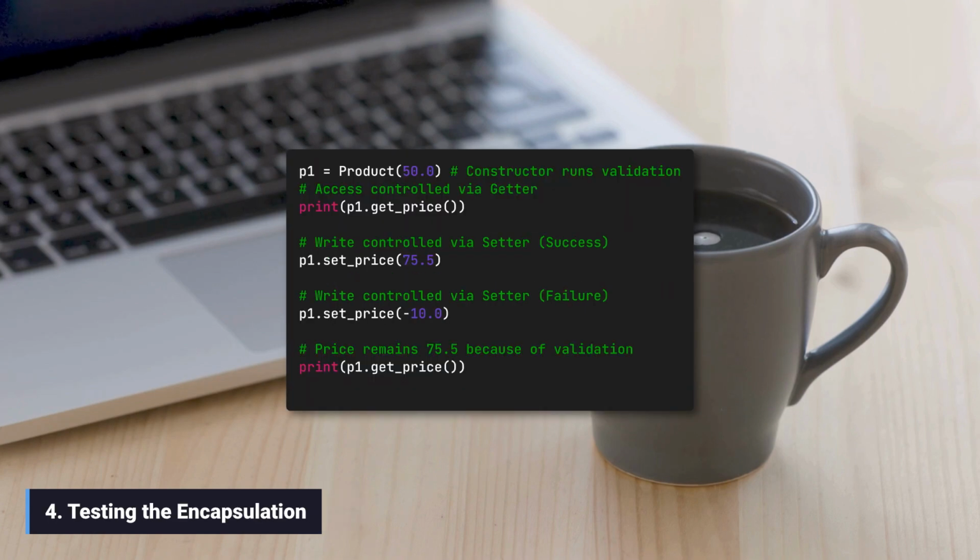4. Testing the encapsulation. We create a product, p1, with price 50. We read the price using the getter. When we call set_price with a valid value like 75.5, it succeeds. However, when we try to call it with a negative price, the setter's validation logic catches the error, prints the message, and most importantly, the object's internal state remains at 75.5. This is the goal of encapsulation, protecting data integrity.